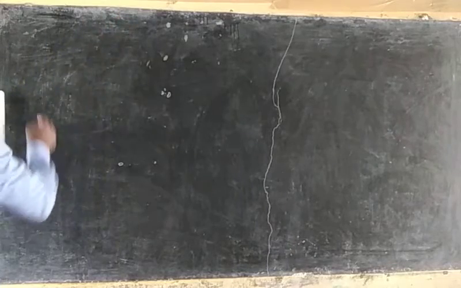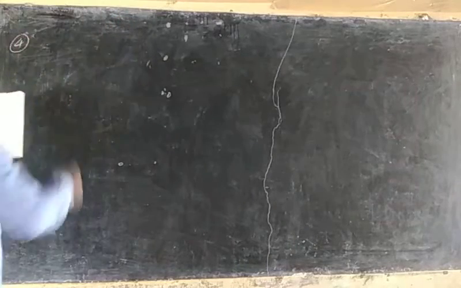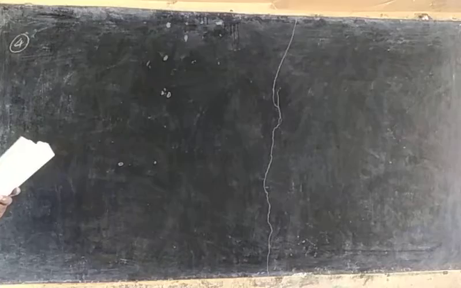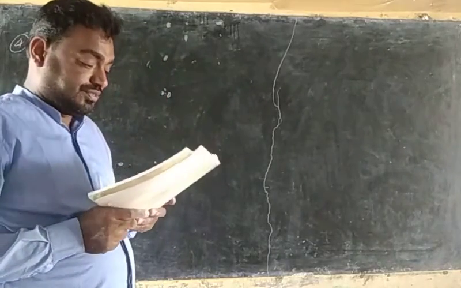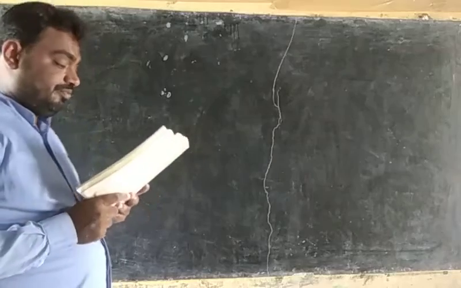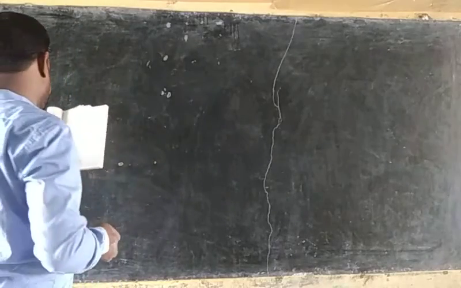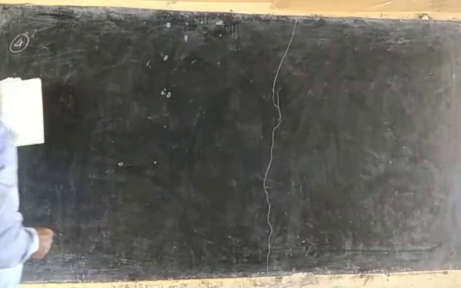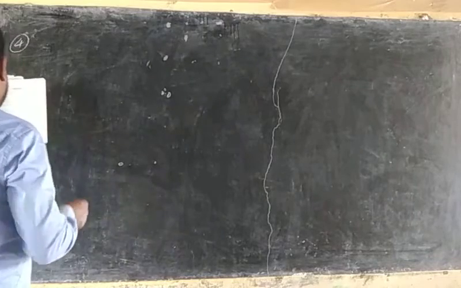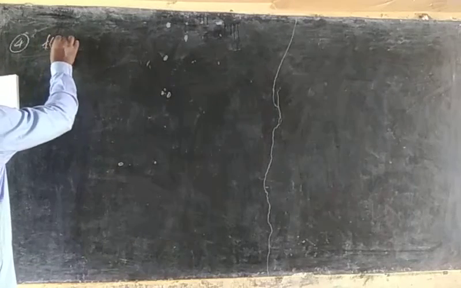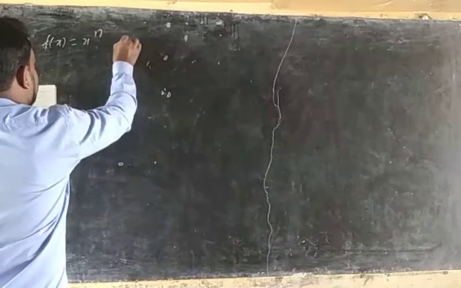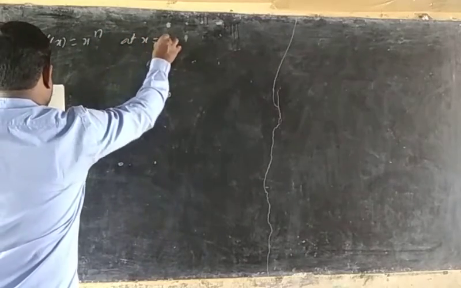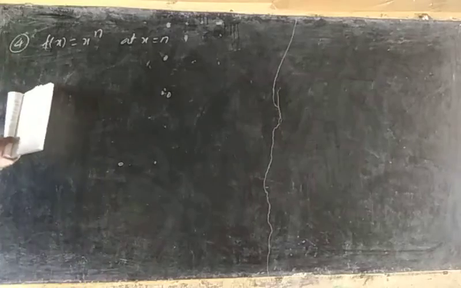Next, question number 4 in exercise 5.1. In the last video, we already solved questions 1, 2, 3. Now, question number 4. Prove that the function f(x) = x^n is continuous at x = n, where n is a positive integer.